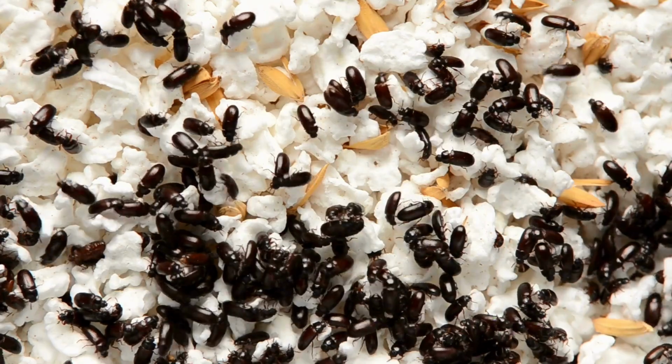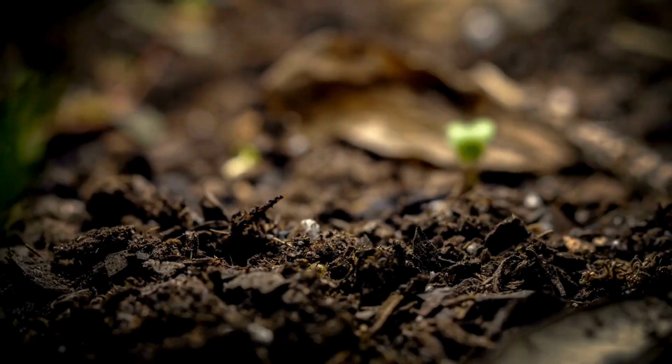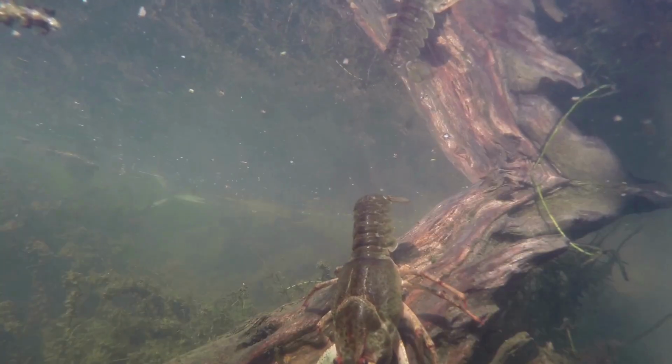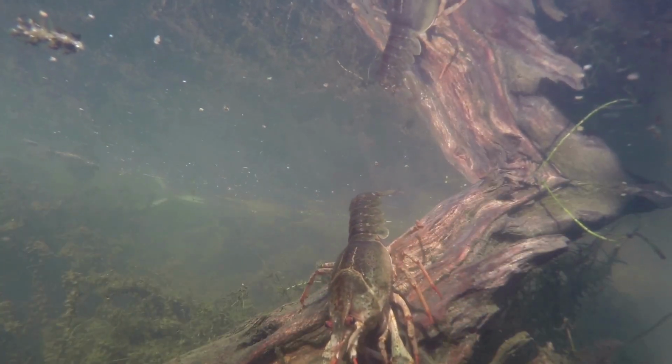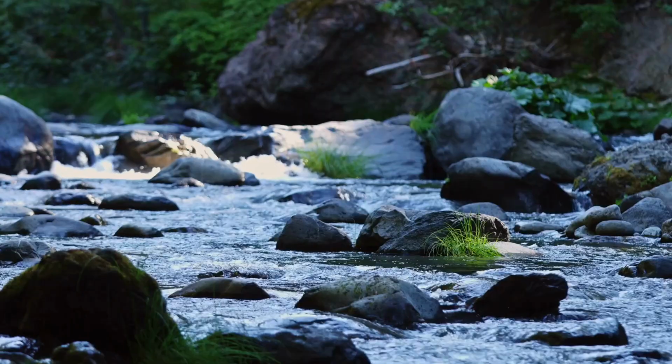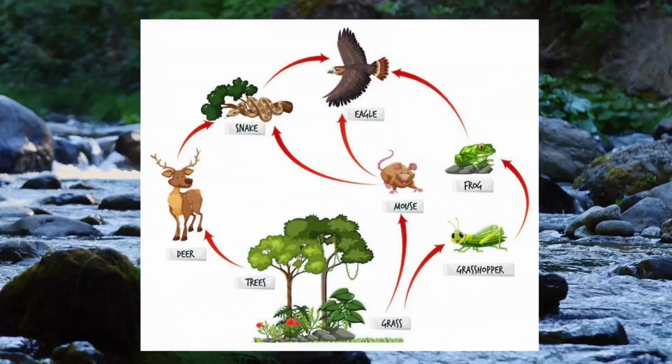This behavior not only provides food for their larvae, but also enriches the soil, and prevents the spread of diseases associated with rotting flesh. In aquatic systems, detritivores like crayfish break down leaf litter and other organic matter, making nutrients available to other organisms in the food web.